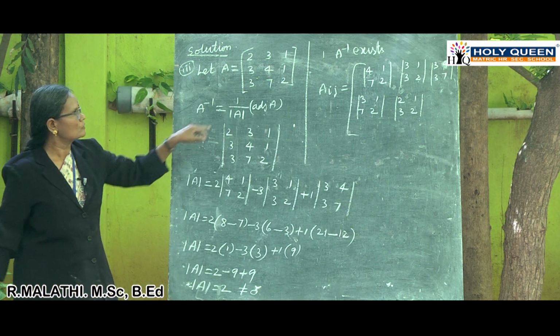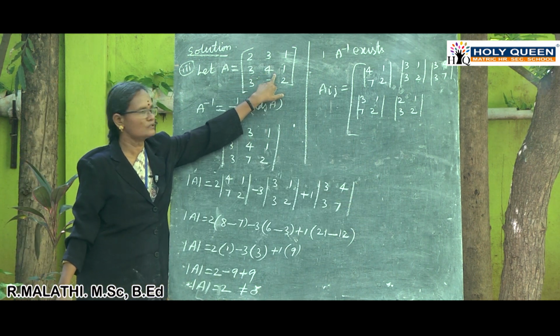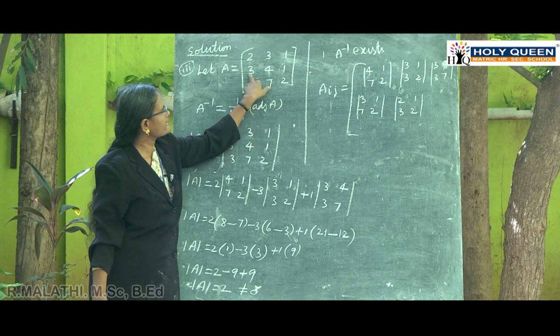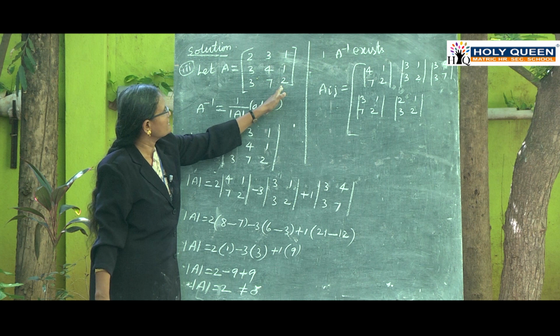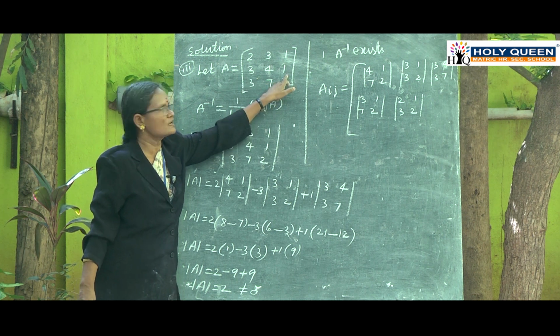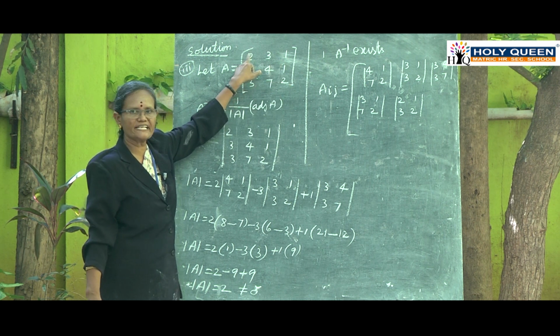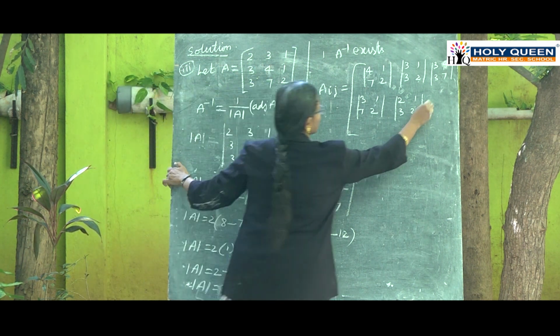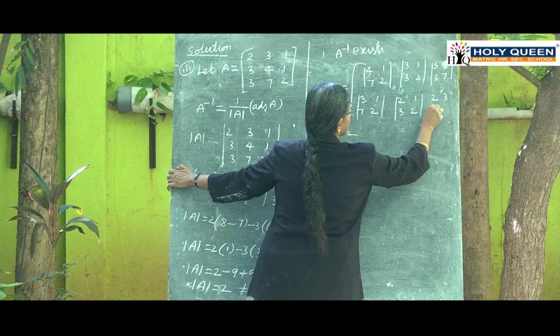In the second row, the last element is 1. What is the position of 1? Second row and the third column. Ignore that second row and the third column. What are the remaining elements here? 2, 3, 3, 7.